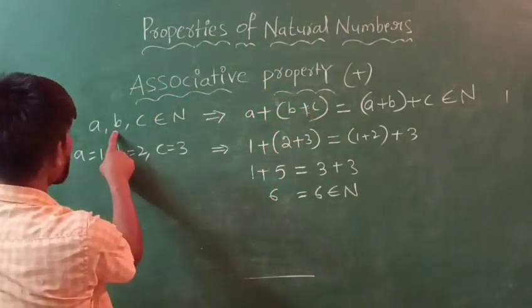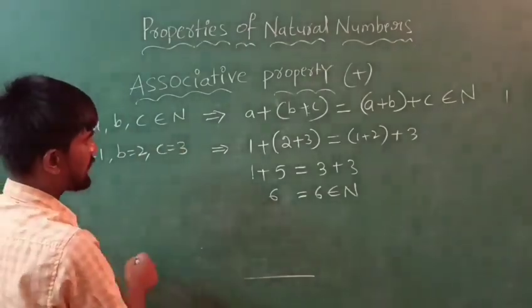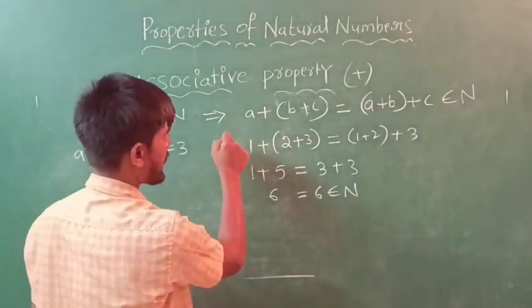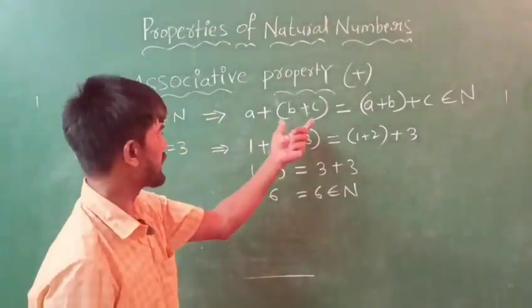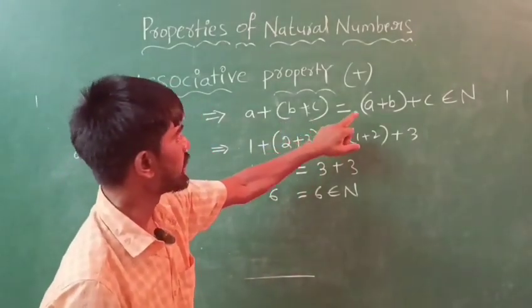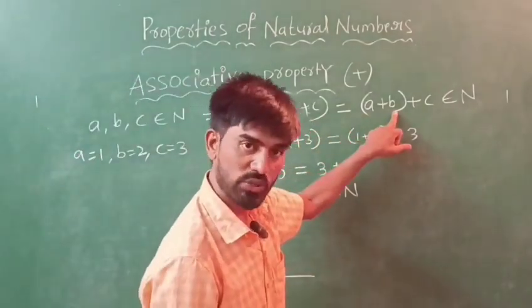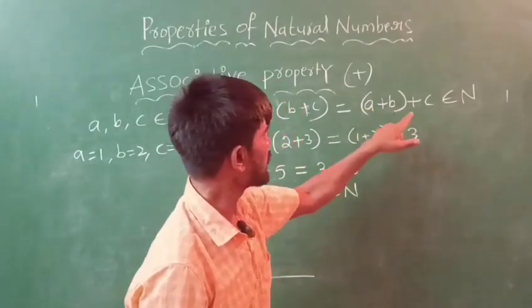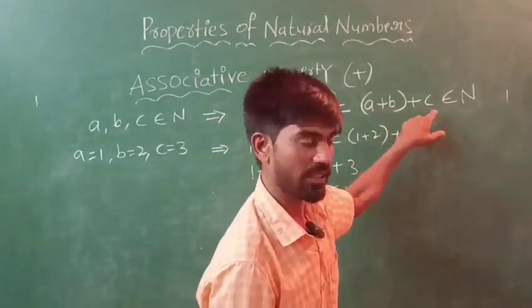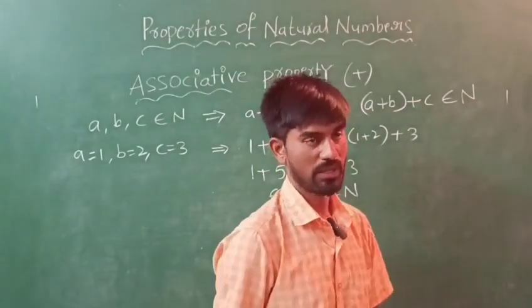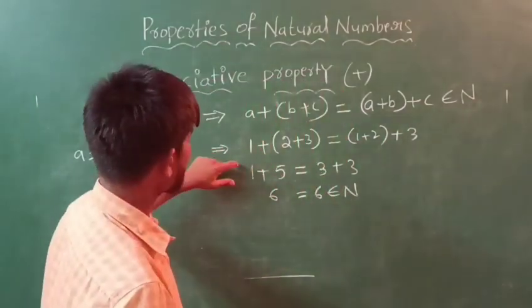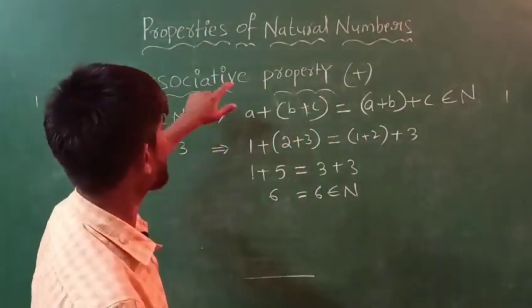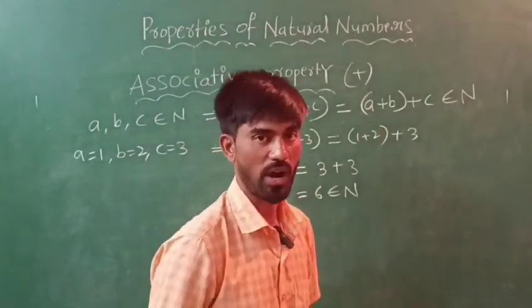Here a, b, c belong to natural numbers. That implies a plus (b plus c) equals (a plus b) plus c, which also belongs to natural numbers. Here this property is satisfied. That's why the associative property under addition is followed.